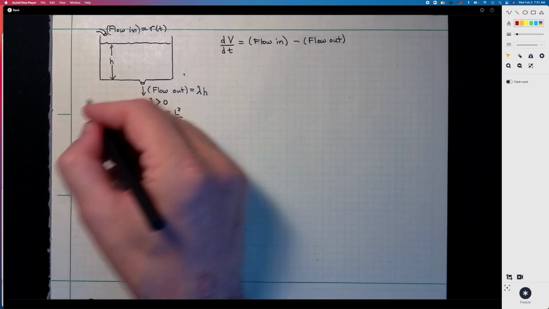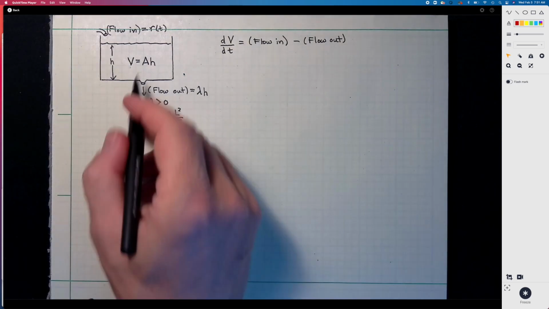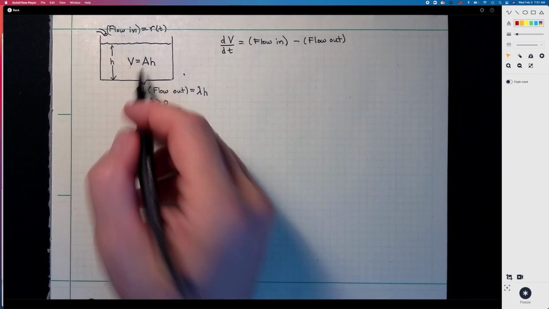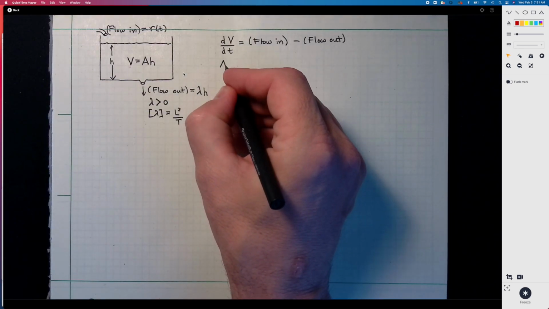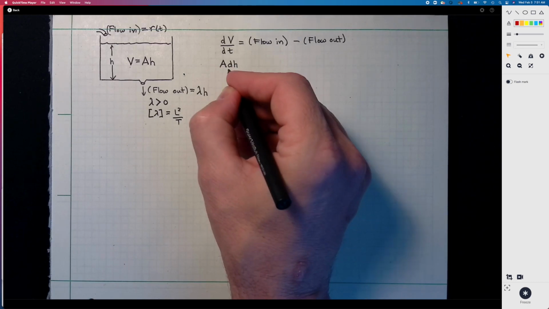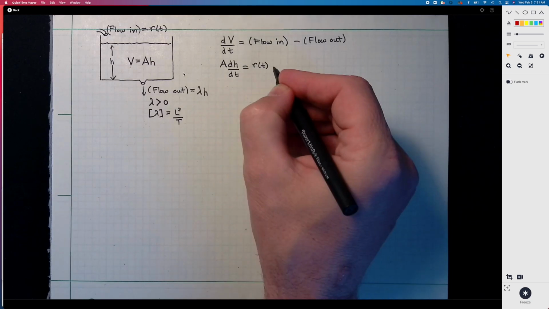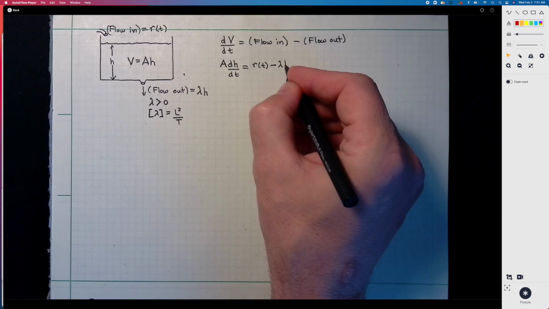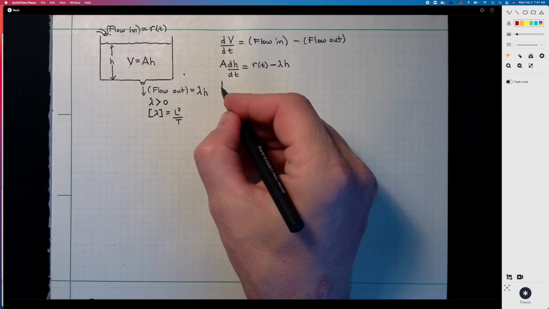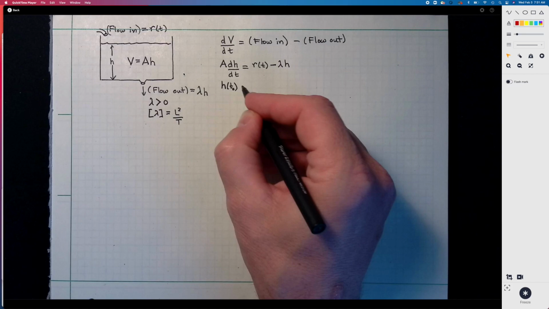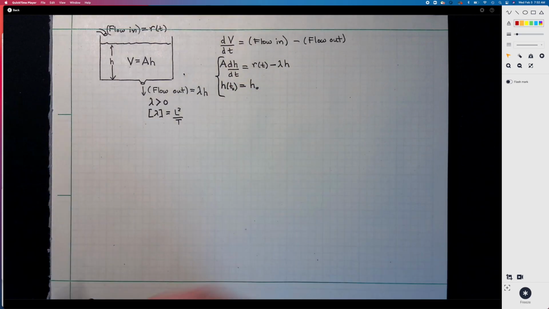And the volume of the tank, V, is equal to A times H, and A doesn't depend on H or time, so A is a constant. So this gives us A, and to this we must add an initial condition, and we'll say that at time t naught, the height of the water in the tank is some constant h naught. So this is the problem we want to solve.